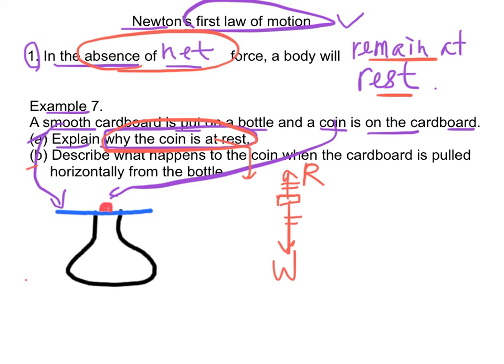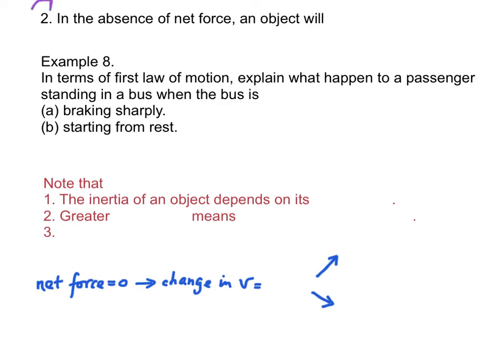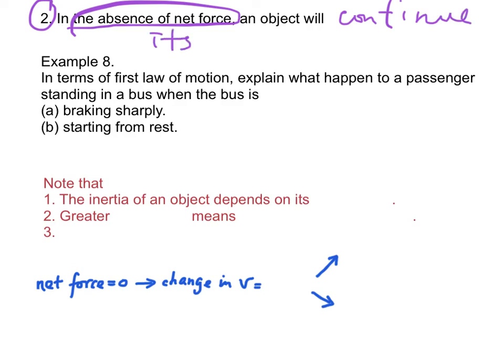Part B. When the cardboard is pulled horizontally from the bottle, the reaction force disappears. Therefore, there is a net force which is equal to weight W acting on the coin to change its state of motion to make it fall down into the bottle. Newton's first law also states that in the absence of net force, an object will continue its state of motion.